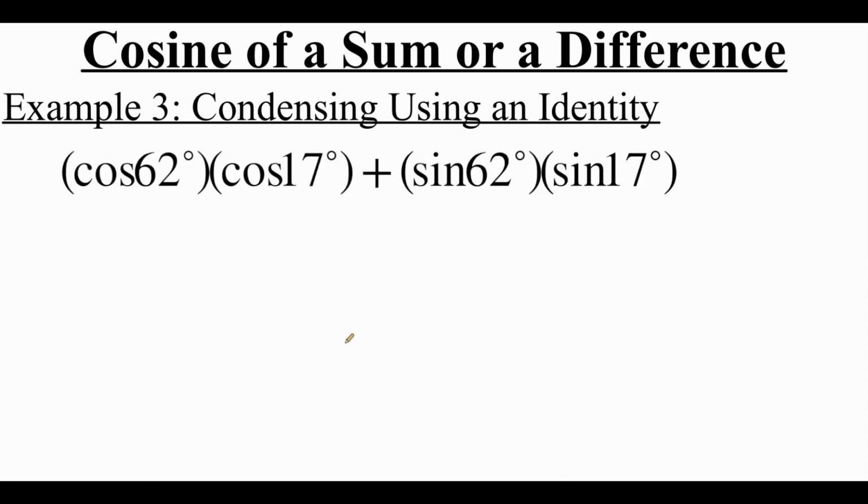Now we can also use these identities to help us condense down trig expressions. So here we have the cosine of 62 degrees times the cosine of 17 degrees plus the sine of 62 degrees times the sine of 17 degrees. So this looks like our cosine difference formula. So in here, that 62 degrees is going to be my u value, and the 17 degrees is going to be my v value. So I can condense this down to be the cosine of 62 degrees minus 17 degrees. But if we do that subtraction inside of our parentheses, then we just get the cosine of a 45-degree angle. And we should know, using the unit circle, that the cosine of a 45-degree angle is just root 2 over 2.